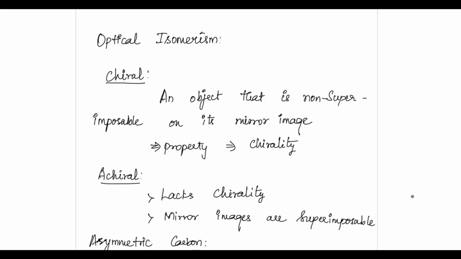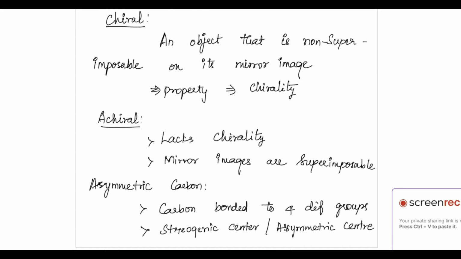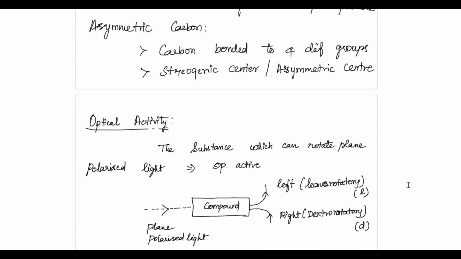Let's talk about optical isomerism, where we have chirality. Let's understand some terms. First one is chiral, an object that is non-superimposable on its mirror image. That property is known as chirality. Achiral is just the opposite, it lacks chirality and the mirror images are superimposable to each other. Then asymmetric carbon means the carbon bonded with 4 different groups, which is also known as stereogenic center or asymmetric center.